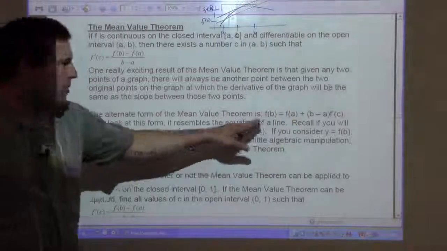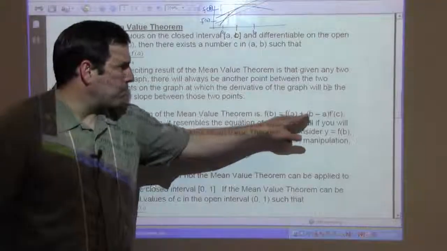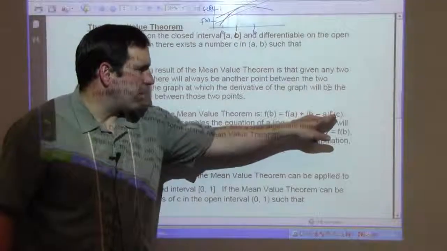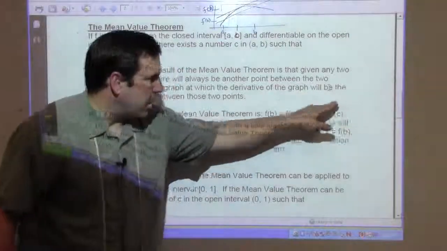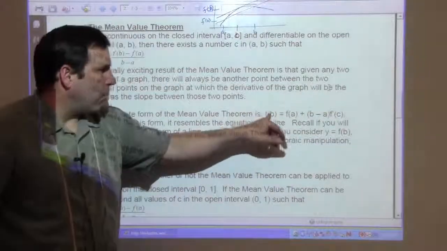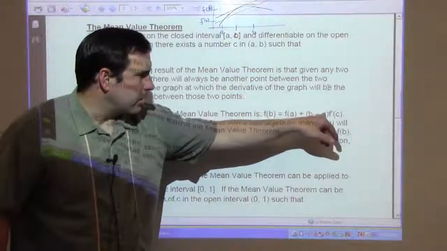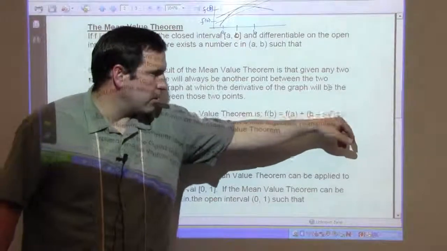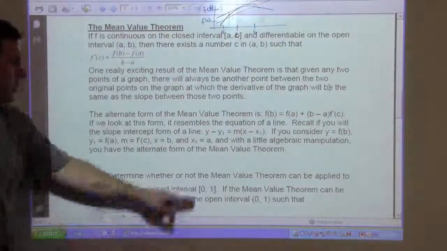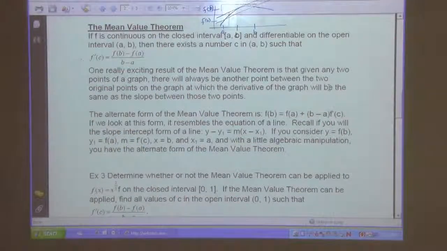Another version of the mean value theorem is f of b equals f of a plus b minus a times f prime of c. This should look a lot like the point slope form. y here is your y1, b minus a is like x minus x1, there's your slope m. So I'm referencing that here. Okay, moving on to example 3.